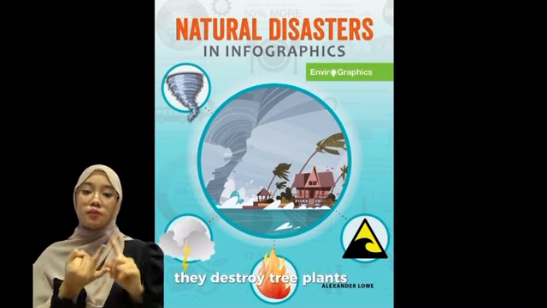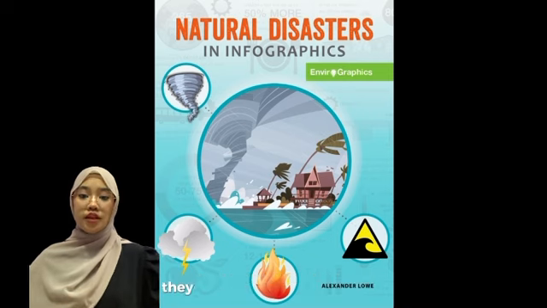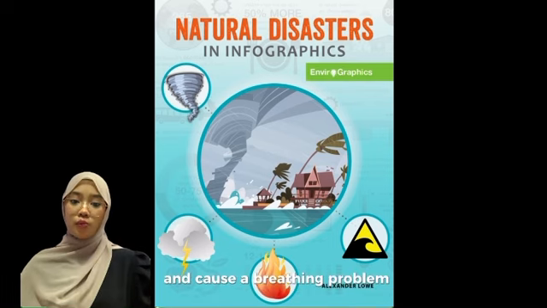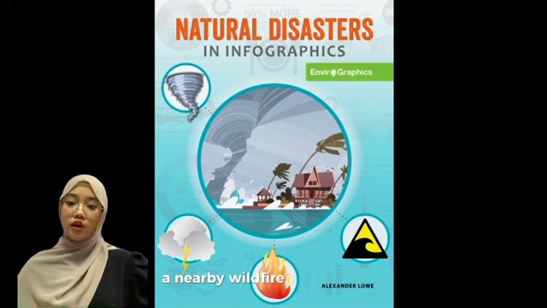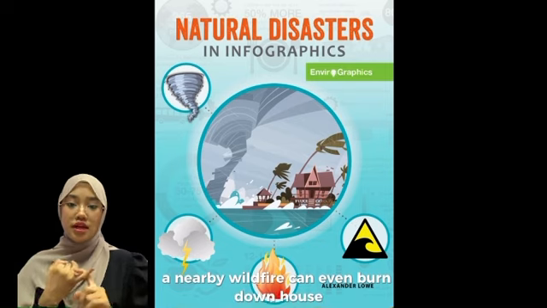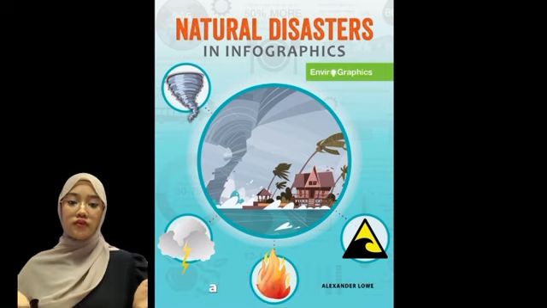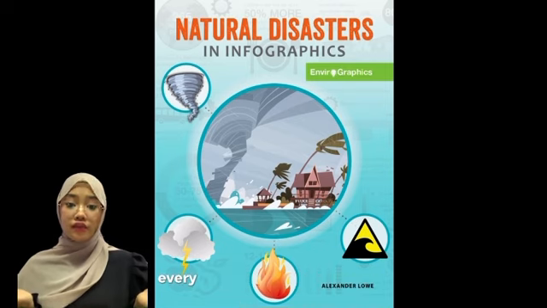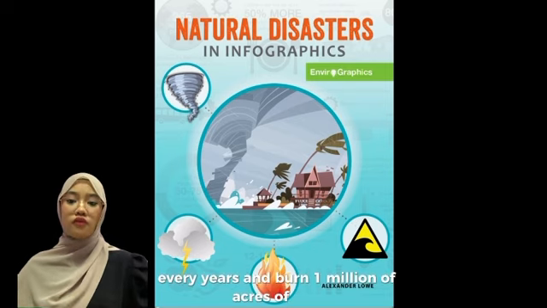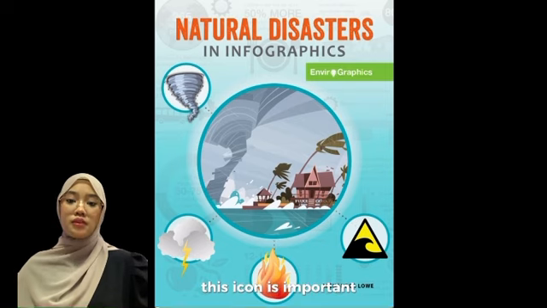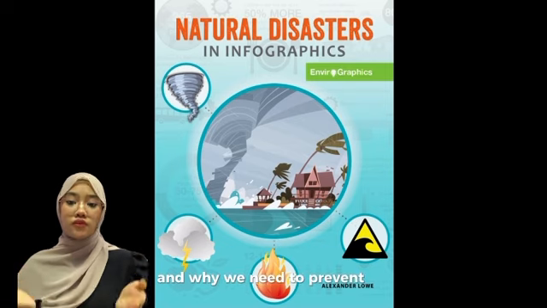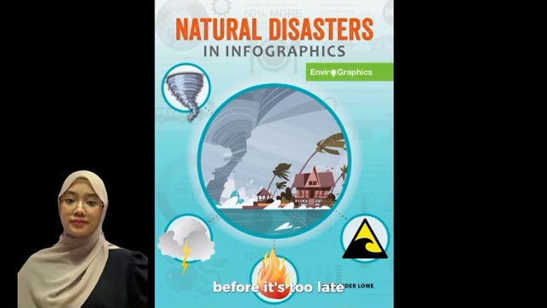They destroy trees, plants, and wildlife habitat. They also produce a thick smoke that can affect human health and cause breathing problems for people who live nearby. Wildfires can even burn down houses and force thousands of people to evacuate their homes. A good example is the wildfires in Australia and California, which happen almost every year and burn millions of acres of land. This icon is important because it reminds people how destructive fire can be and why we need to prevent and control it before it spreads.